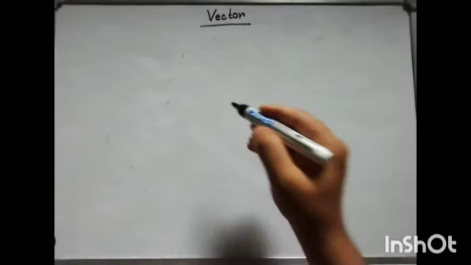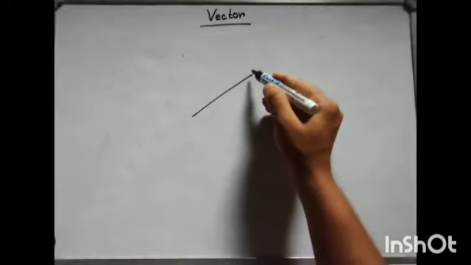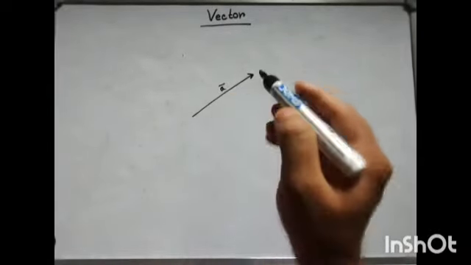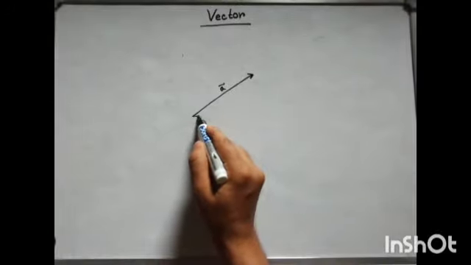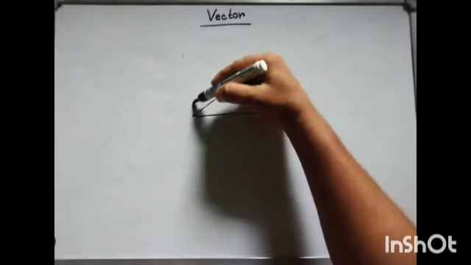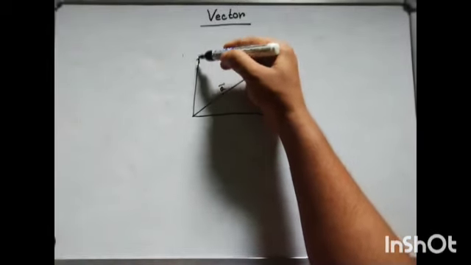Okay, now we'll learn how to break a vector into its components. Suppose this is given as a vector. Now I draw x-axis and y-axis.